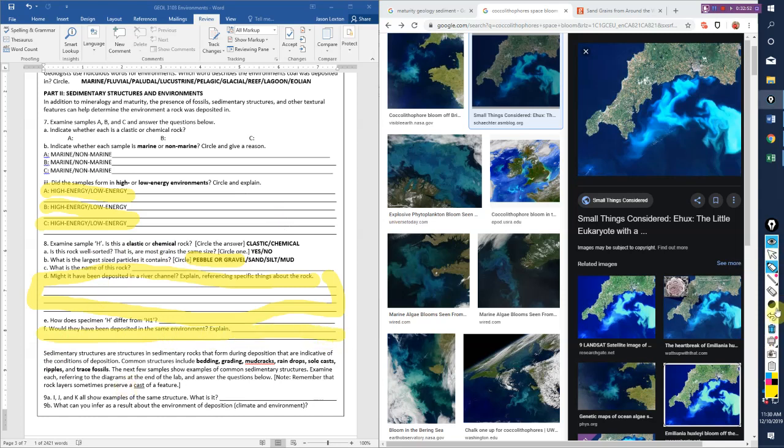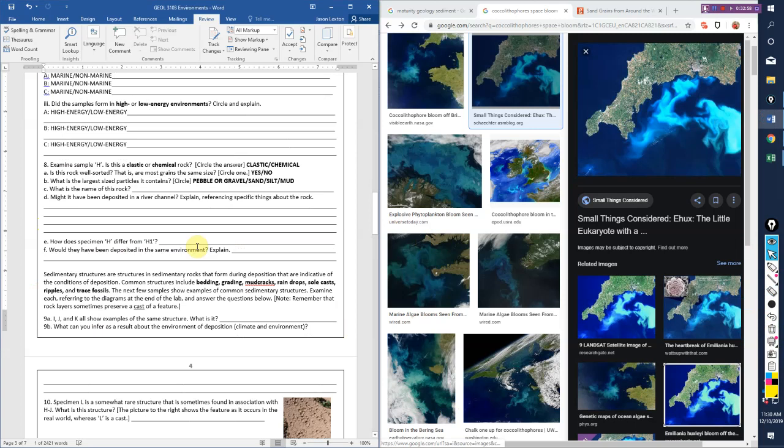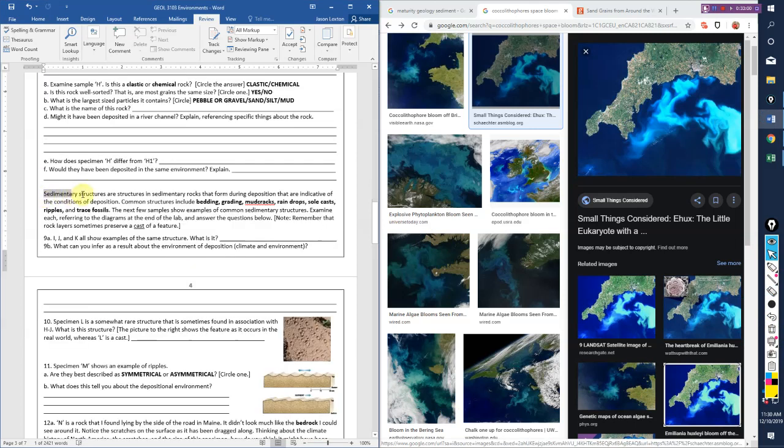All right, so what was next? Let's erase all my things here. Erasing all my things. And we will look at the next question. The next question was about sedimentary structures.